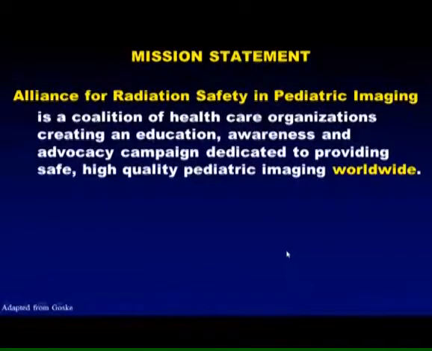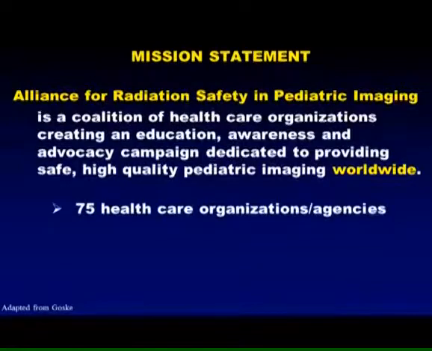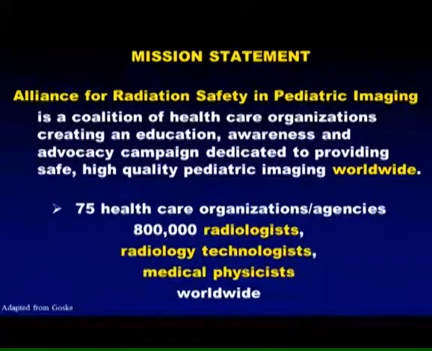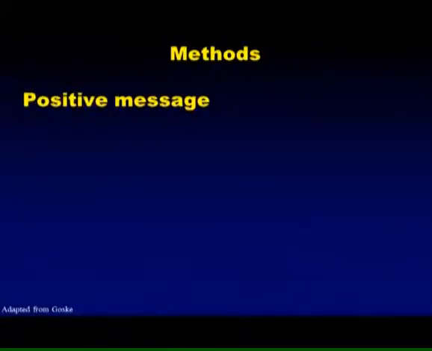All right, so the Image Gently campaign, officially the name of the organization is the Alliance for Radiation Safety in Pediatric Imaging, and it was created back in 2008 to try and increase the awareness of the need to better manage radiation doses, especially to small children. Today, that represents about 75 healthcare organizations and agencies throughout the world, and we believe that it represents about 800,000 individuals that are working in the medical arena.